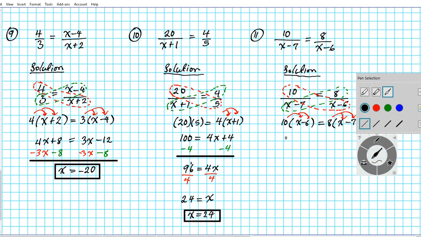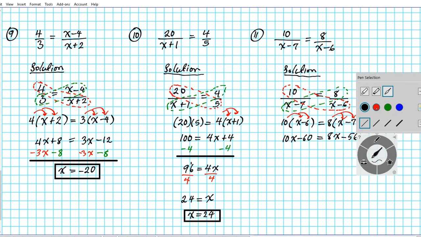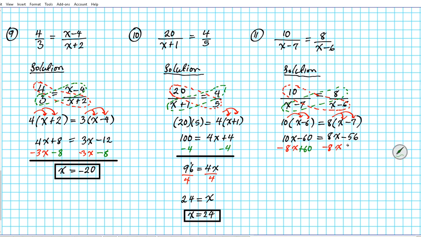When we carry out the distribution, we'll have 10x minus 60 is equal to 8x minus 8 times 7 is 56. Okay, let's collect like terms. Put the variables on the left side and the numbers on the right. So we need 8x on the left, so we subtract 8x from both sides, and this is positive, we use the inverse. And then we need negative 60 on the right side, so we're going to do the inverse. We add 60 to both sides of the equation.